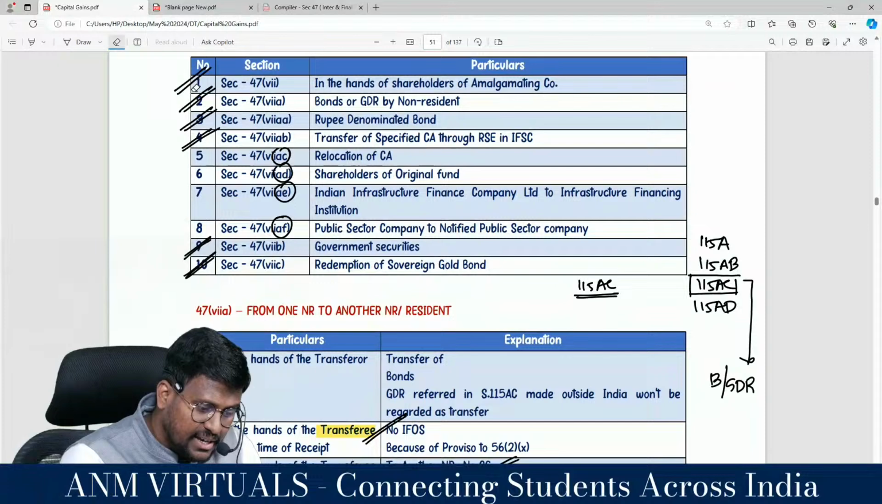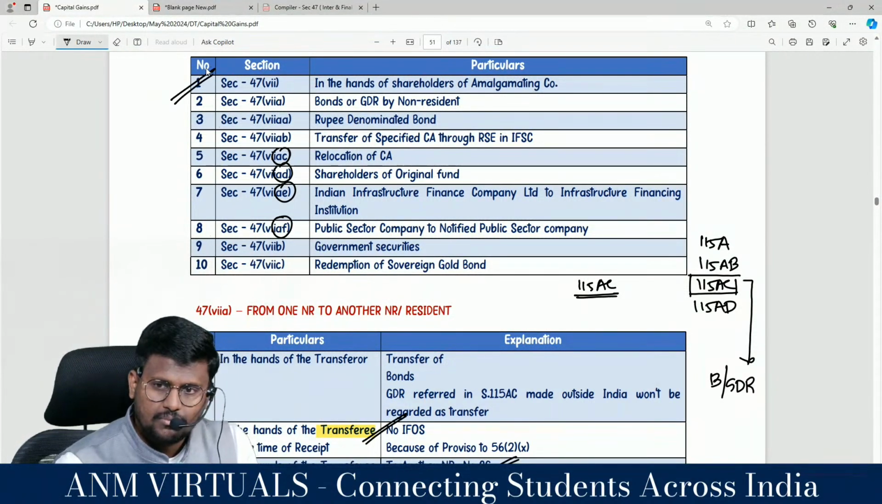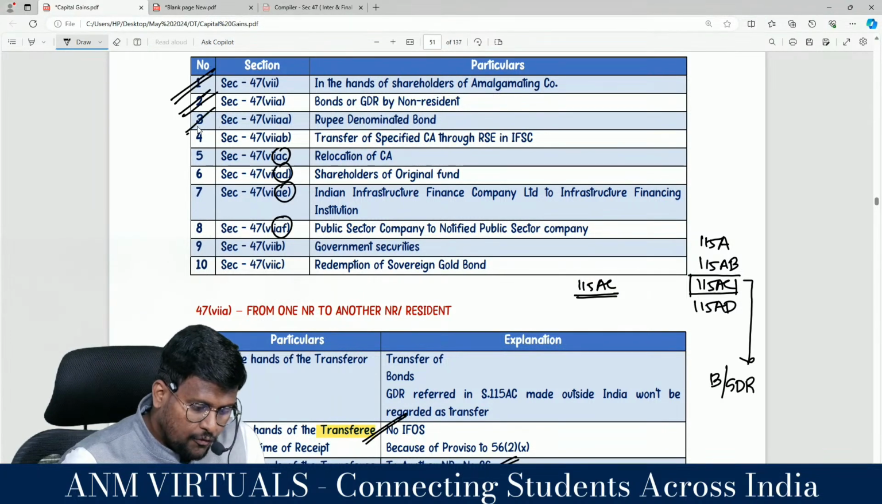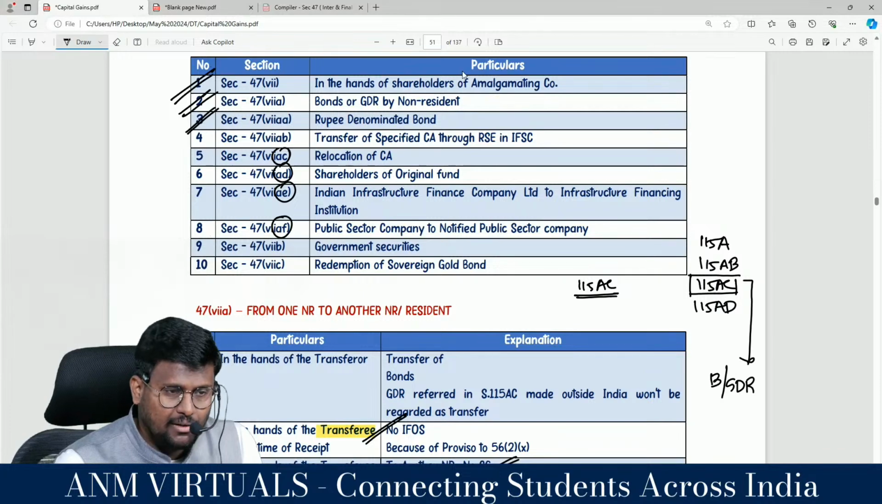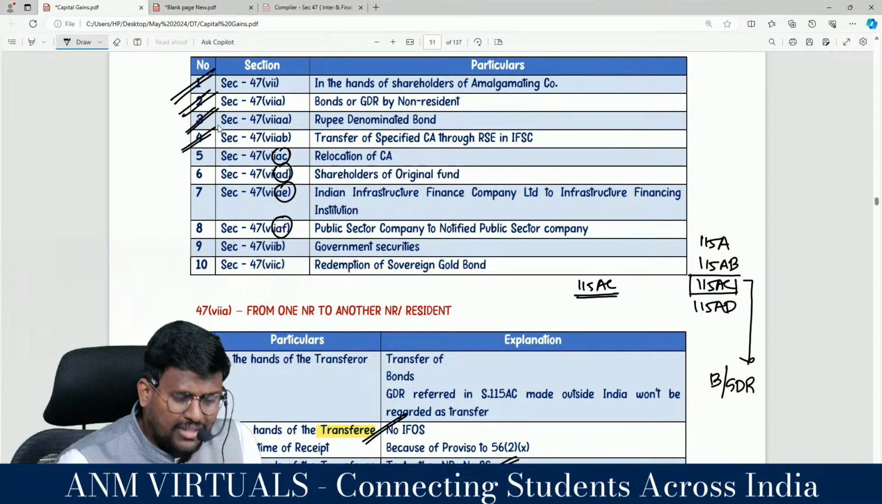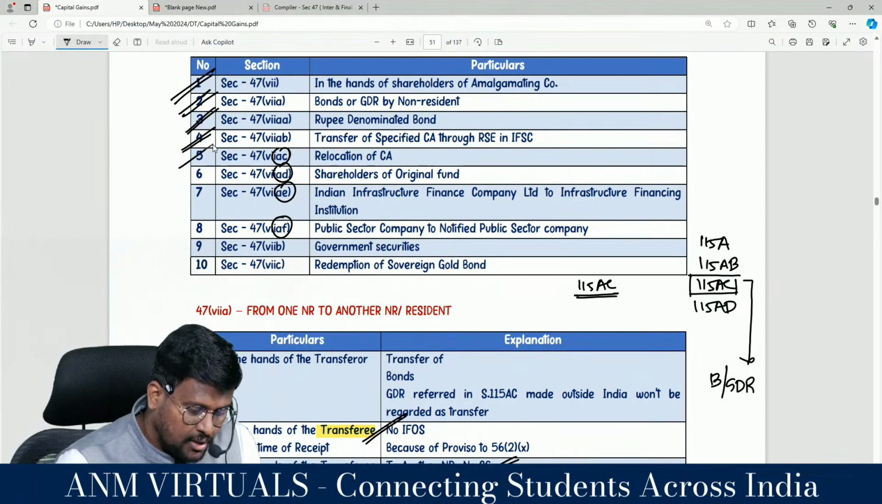What is the 7 series in resident? What is 47 clause 7? Shareholders of the amalgamated company. 47 clause 7A: bonds or GDR referred under the section. 47 clause 7AA: rupee denominated bonds by one non-resident to another. 47 clause 7AB: specified capital asset through a recognized stock exchange situated in IFSC in foreign currency. 47 clause 7 AC, AD, AE, AF.